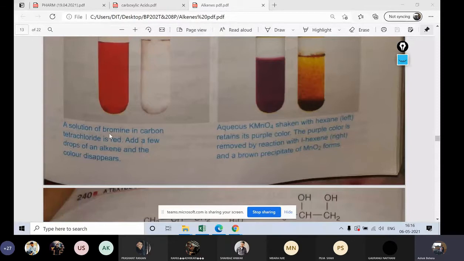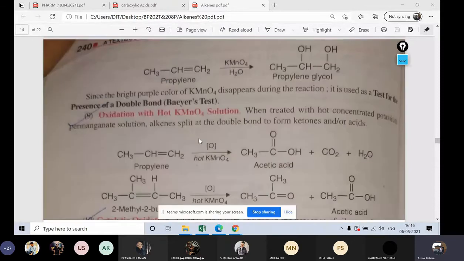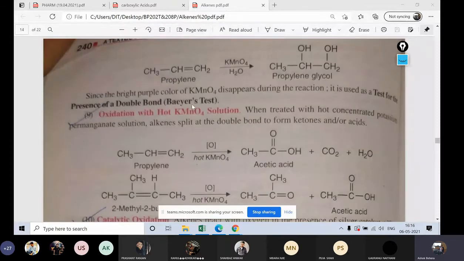Test color is the solution of bromine. This is the bromine. Okay, this is the Bayer's reagent. That bright purple color of KMnO4 disappears during the reaction. This is a test of unsaturated compounds. 2 tests we have studied. One is bromine test, another is your cold KMnO4, that is Bayer test. 2 tests, 2 marks. Please remember.